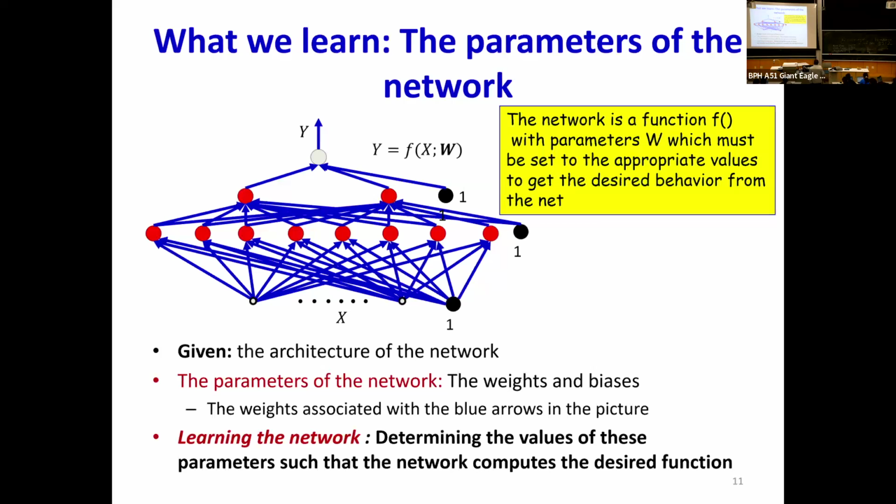So when we speak of learning a network, something that we will talk about in more detail today, we are really speaking of learning the parameters w, because we are assuming that the architecture of the network is given. And the question is, how do we set these parameters W for the network to do whatever it is you want it to do?